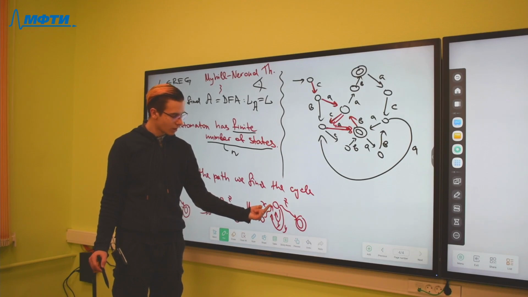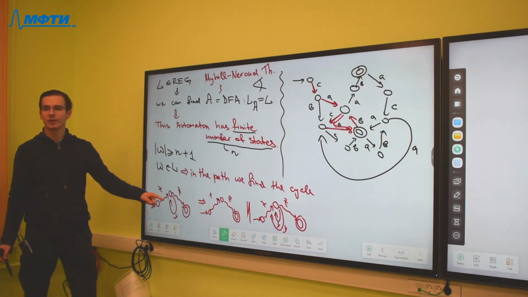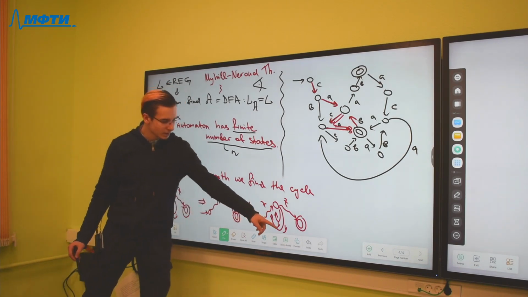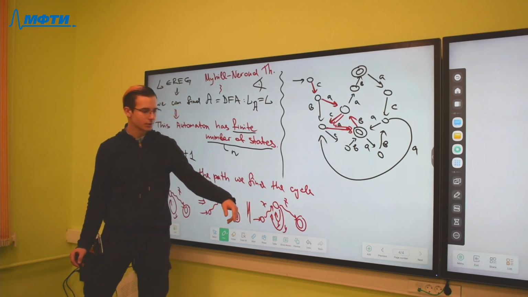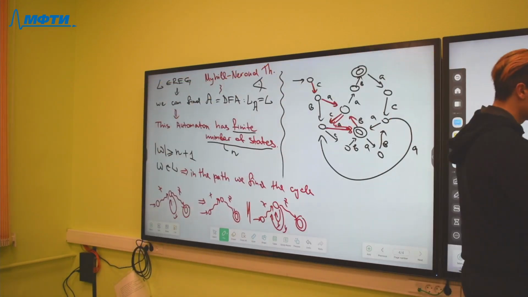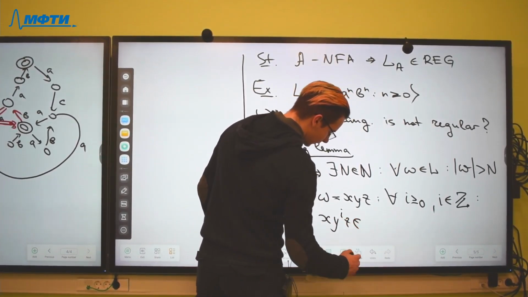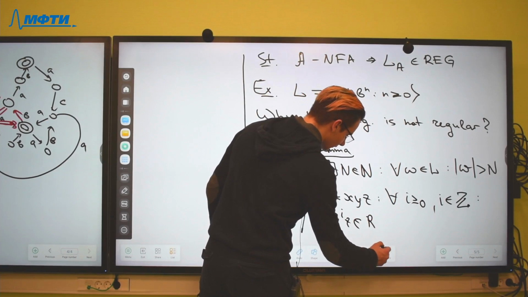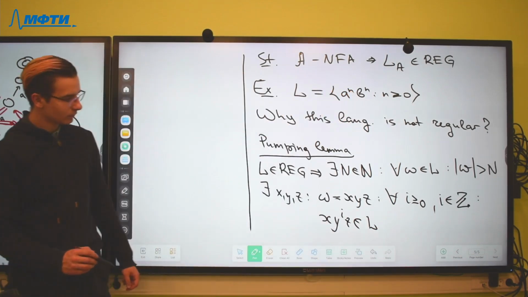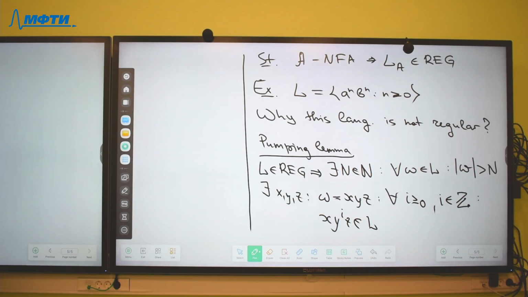So the word xz is in the language. The word xyyz is in the language. And we can repeat this cycle a lot of times. So for all the integer numbers, such words are in the language. And it is about the structure of the regular languages.